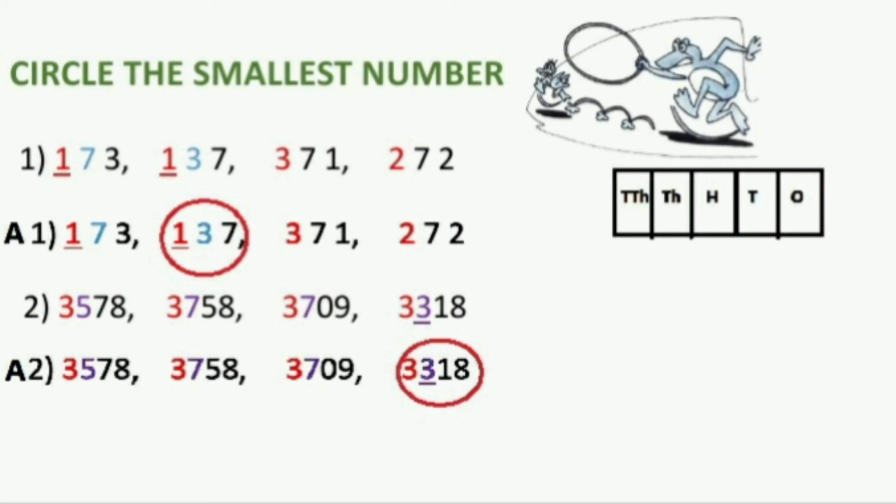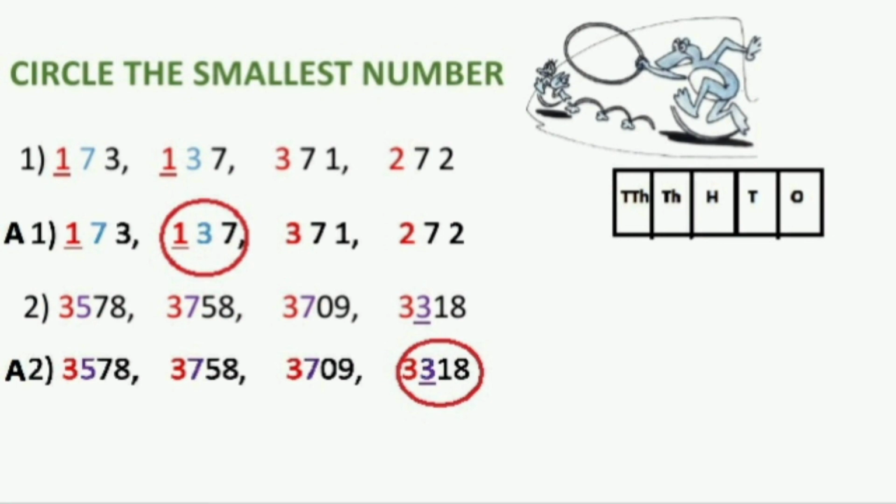But here again you have two numbers, that is 173 and 137. So now from these two numbers you have to compare which is the smallest one. By looking at the tens place digit, you can see 7 and 3, and which is the smallest one? That is 3 is the smallest. So now you have the answer, that is 137 is the smallest. You can ring that number.